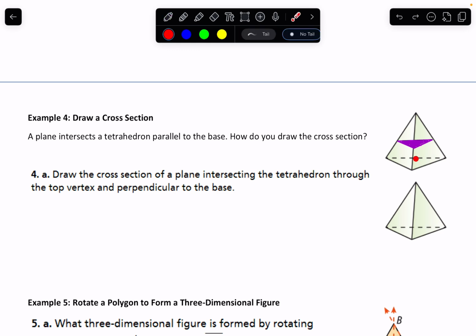And I'm thinking, okay, well, it's going to go through the top, so that's going to be part of the cross-section. And it's going to go through somewhere along this line it's going to hit, right? There's going to be a cut right here and a cut right here. So let me go ahead and draw those in.